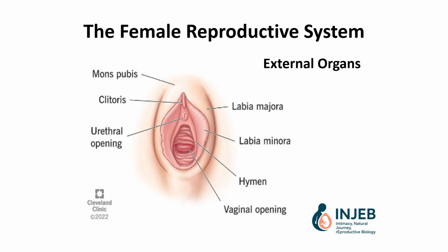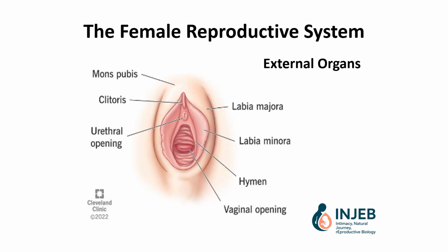This illustration depicts the external female genitalia, commonly referred to as the vulva. At the superior aspect, we see the mons pubis, a fatty tissue that overlies the pubic bone. Inferior to it is the clitoris, a highly innervated structure essential for sexual arousal and pleasure.